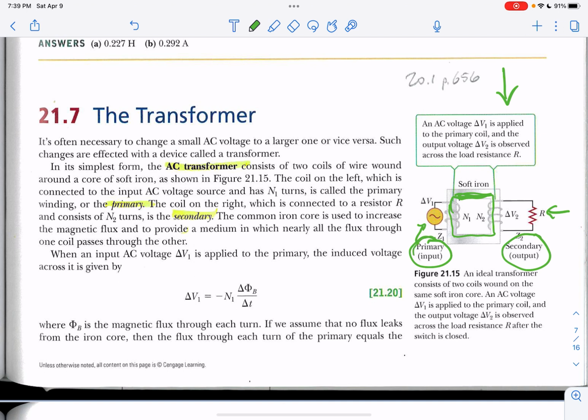The primary input is connected to the power source, which could be a nuclear power plant, a steam generator of some type, windmills, water mills, all kinds of ways to generate electricity. And you can see it's alternating current. This circle right here that has a sine wave in it represents alternating current. And in the United States, it alternates at 60 times per second, or 60 hertz. In other countries, for example, South America, it's 50 hertz.